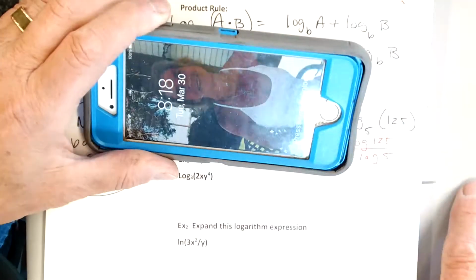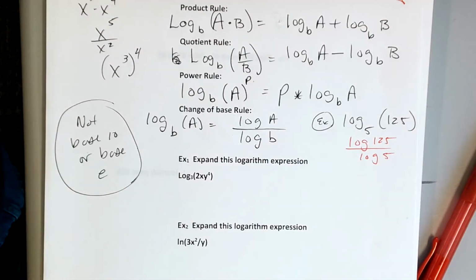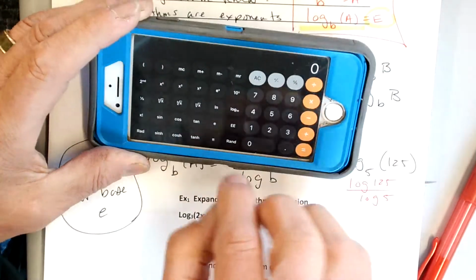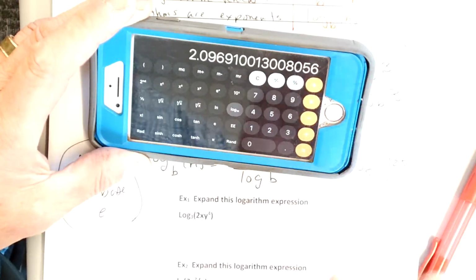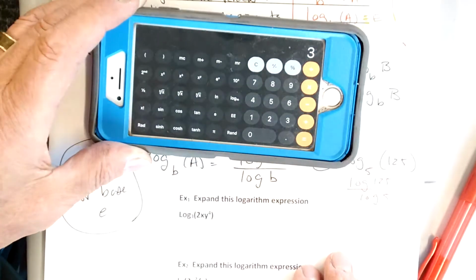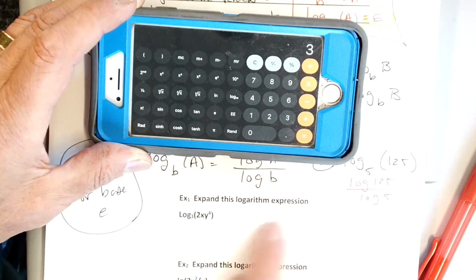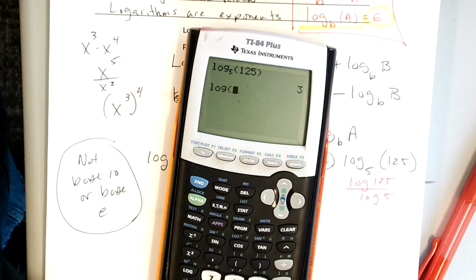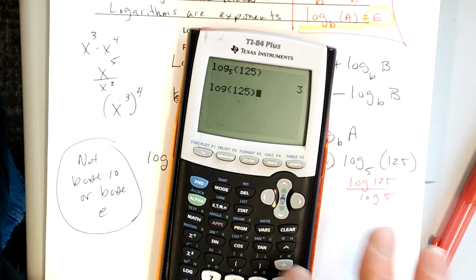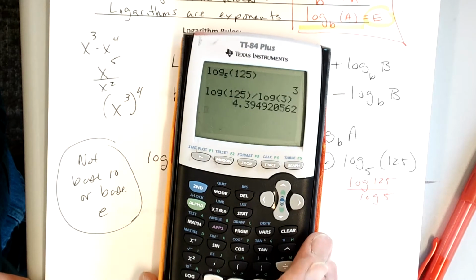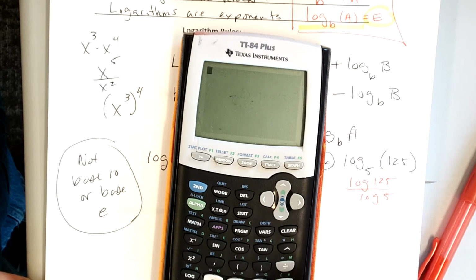In fact, I think your phone probably even works, though it's a little hard to do on your phone. 125, log, divided by 5, log, equals, I get 3. Or on my big calculator, if I use log, I go log 125 divided by log 3. Uh-oh, that's because I went 3, not 5. Try again. Log 125 divided by log 5.